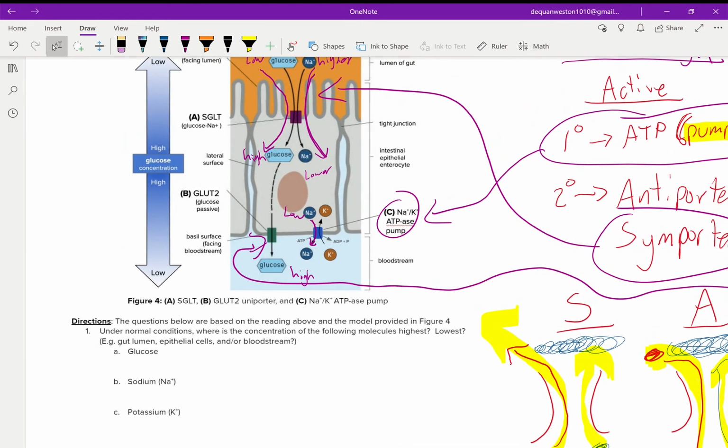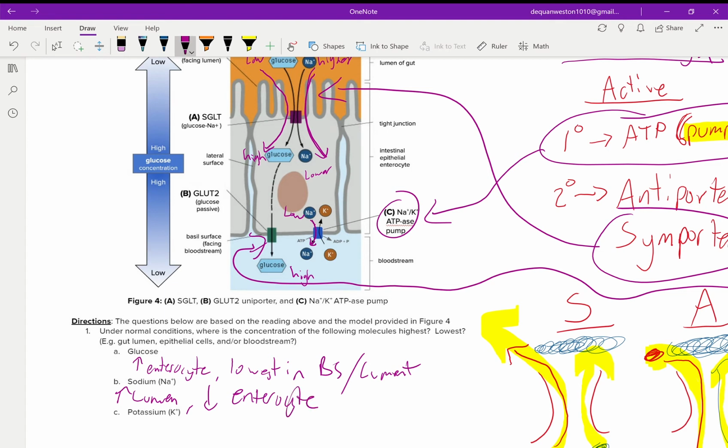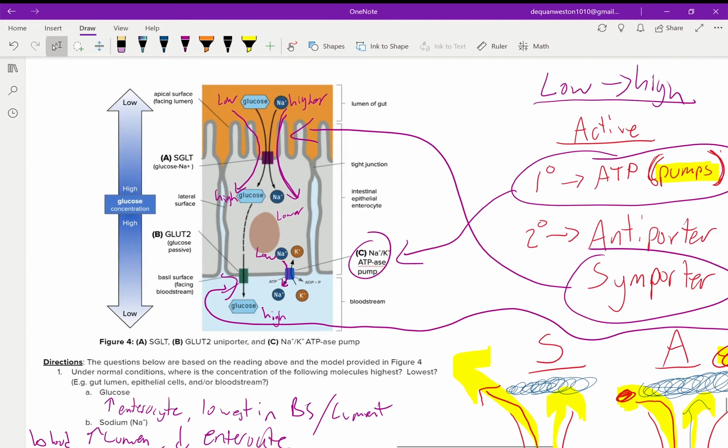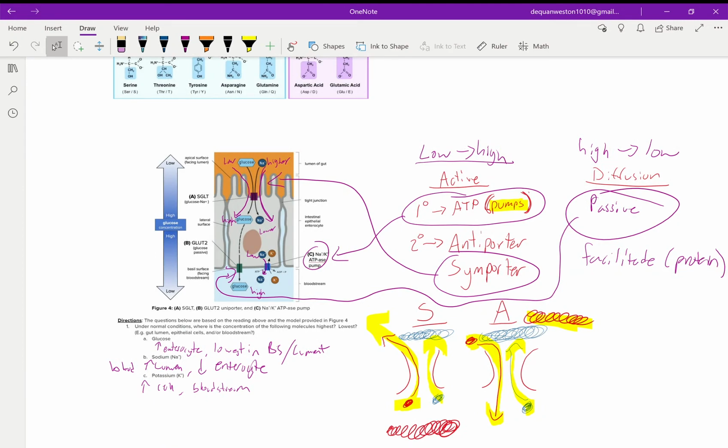So I got squiggly lines going all over the place. When you go down to here, the glucose, where is it highest? So we know glucose is highest in the enterocyte, lowest in bloodstream and lumen. We know that our sodium is going to be higher in the lumen and lowest in the enterocyte, lumen and blood. And the potassium, we know it's highest in the cell and lowest in the bloodstream. Okay, so hopefully this really cleared up why these things are working how they are.